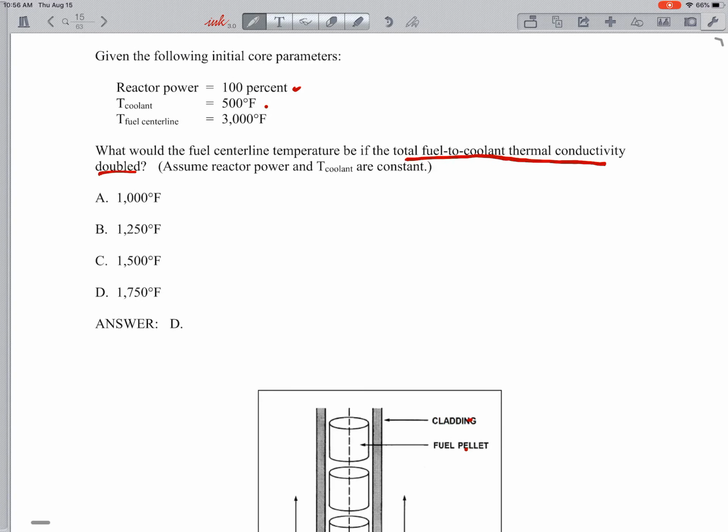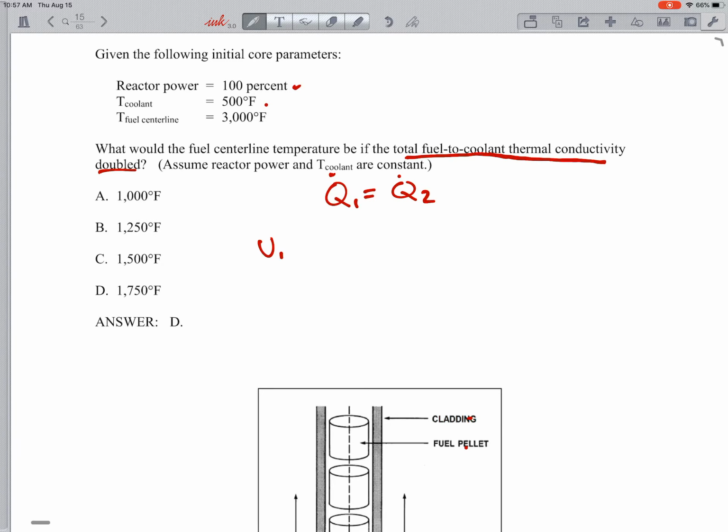So assume reactor power and coolant temperature are constant. So reactor power, we're assuming that's constant, right? So Q dot 1 is going to equal Q dot 2. So if you recall from your equation sheet, another equation for thermal power is going to be U1 A1 delta T1. And that's going to equal U2 A2 delta T2. All right.